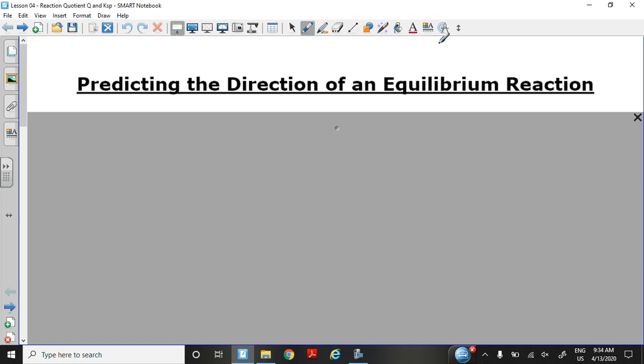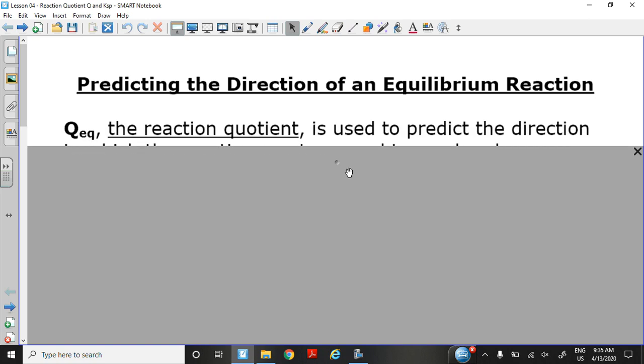There's two parts to today's lesson. The first part we'll be learning about something called the reaction quotient, which is symbolized by the letter Q or Q_EQ. And then after that, we'll be learning about another K value called K_SP. So the first topic is going to be that reaction quotient.